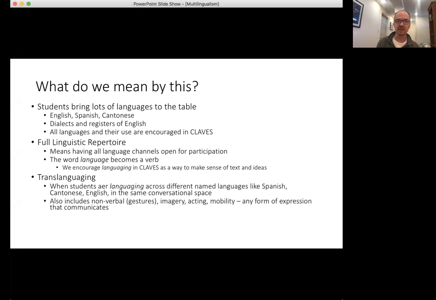What do we mean by this? Well, students bring lots of languages to the table, right? The students who come to school in New York City, San Francisco, Yonkers, any number of school districts around the country bring home languages that are not English to the classroom. What we let them do with those languages is a matter of some discussion. Students also bring dialects and registers of English to the classroom as well.